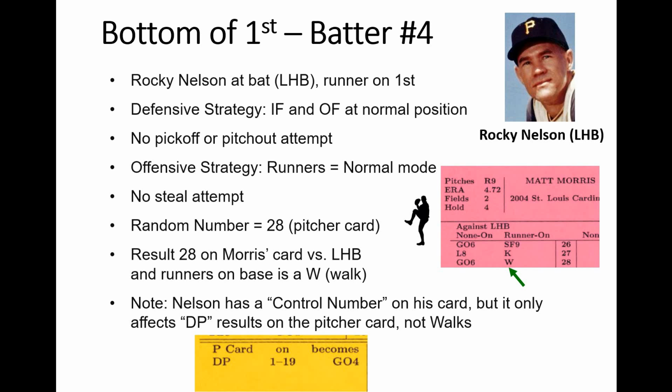As it turns out, Rocky Nelson's card has a control number at the bottom, which says if the result had been a DP, you roll again, and if it's 1 to 19, instead of being a double play result, it's just some other type of generic ground out, which would not be a double play. So you just have to check that. It's kind of a bit beyond the scope of this video to talk about that, but I do talk about it at length in the other video, and it's really one of the nice features about ballpark baseball, where it kind of overcomes the inherent weakness of a 50-50 game engine.